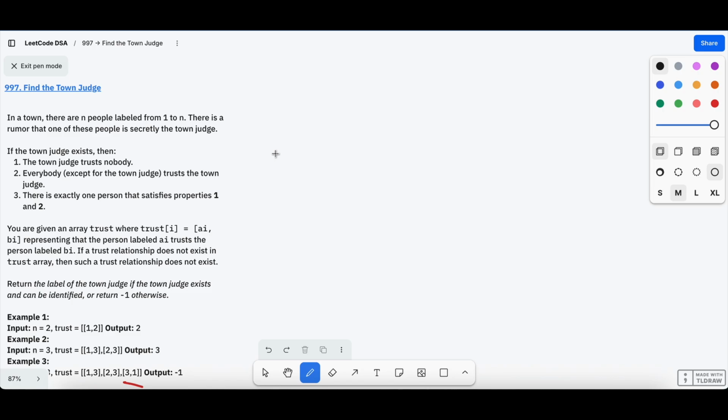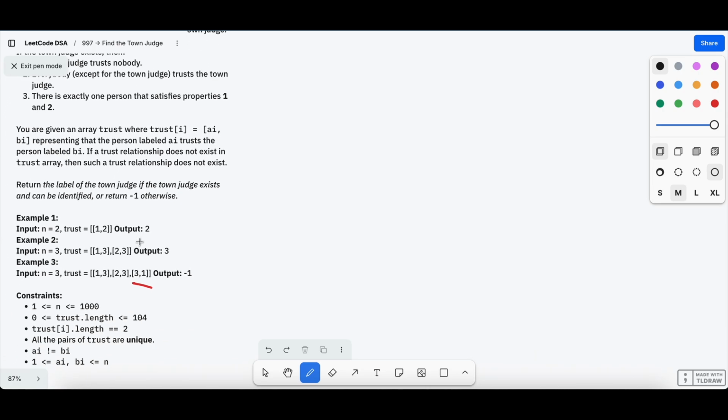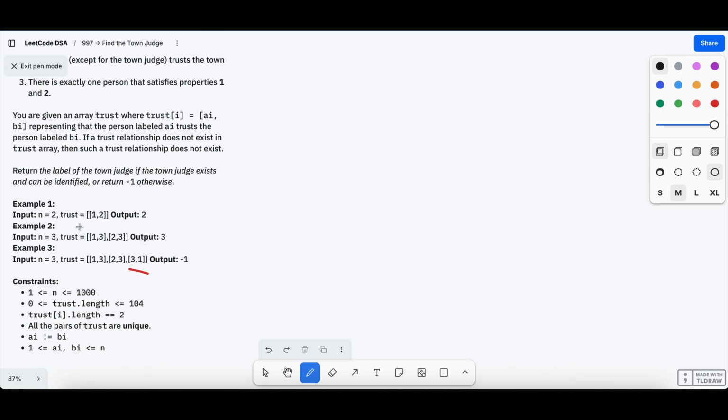So today we're going to solve LeetCode questions about graph theory, which is Find the Town Judge. Here you can see, in a town a judge trusts nobody except for himself, and there is one person who satisfies condition one and two, right?